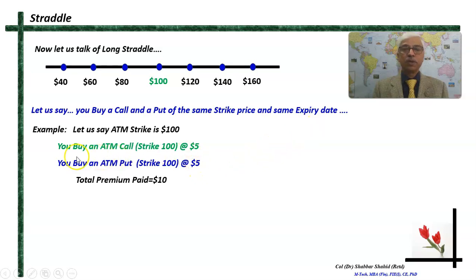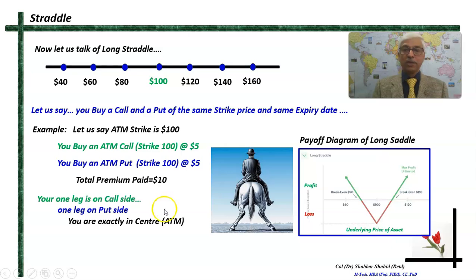So what you do? You buy an ATM call at a strike of 100. Earlier you had taken the premium, so now you will pay the premium of the same 5. Again you buy an ATM put, again you pay the premium. So a total premium of 10 you have paid because you are going long. Alright. So what have you done? One leg on either side you have put, but you have gone long. You have bought. So the straddle becomes inverted.